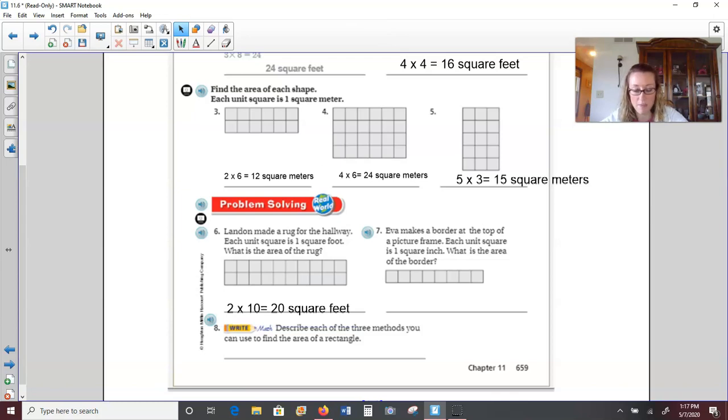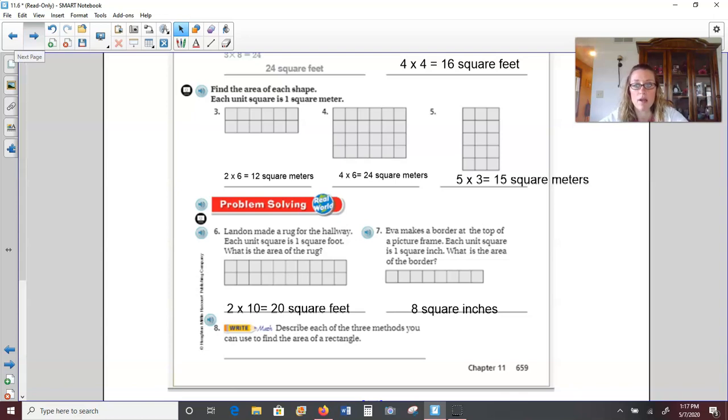All right, next up, Ava. She's making a border at the top of a picture frame. Each unit square is a square inch. So what is the area of the border? Well, this time we can just count them because there's only 1 row. 1, 2, 3, 4, 5, 6, 7, 8. So this has an area of 8 square feet. Oh, no, Mrs. Jockel. 8 square inches. They changed the label on us. You have to pay attention to that in the word problem, guys. Don't be tricked like I just was.